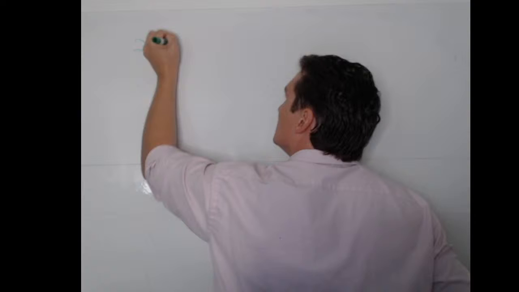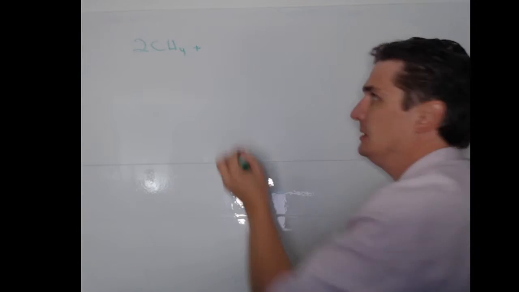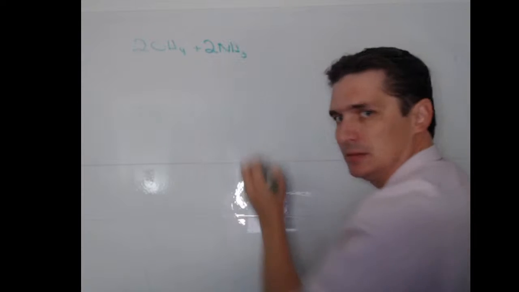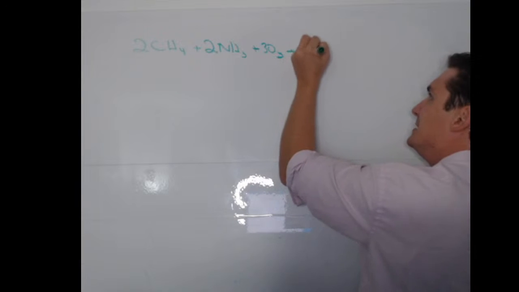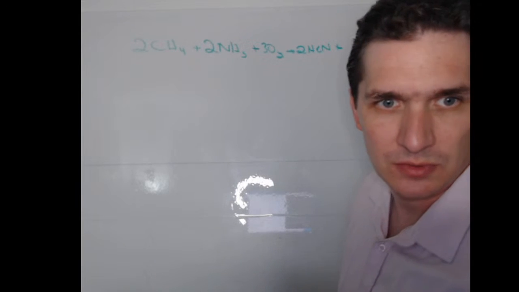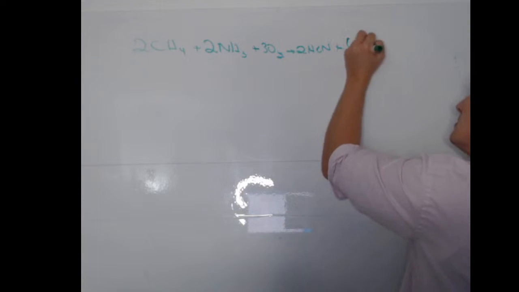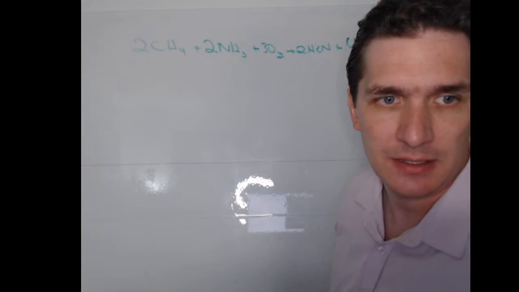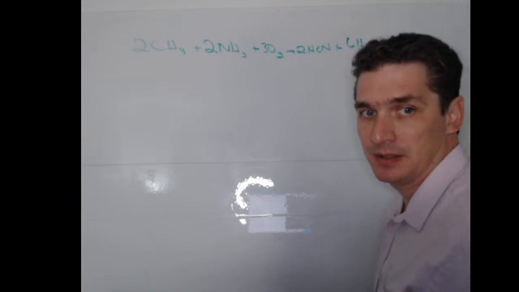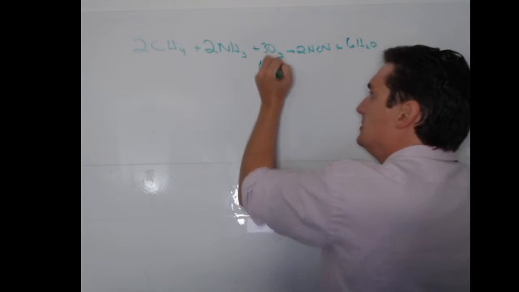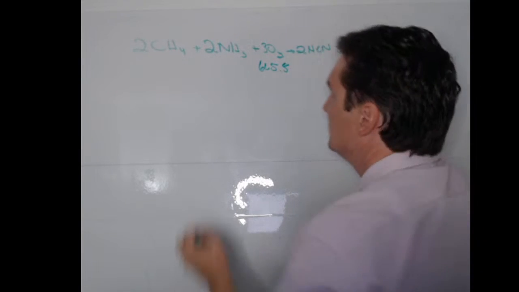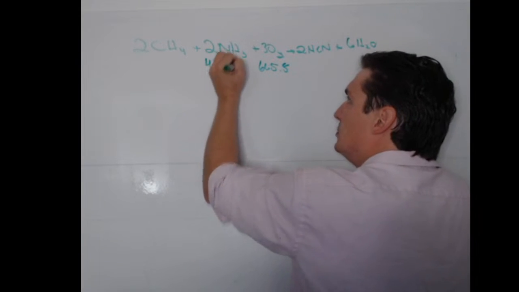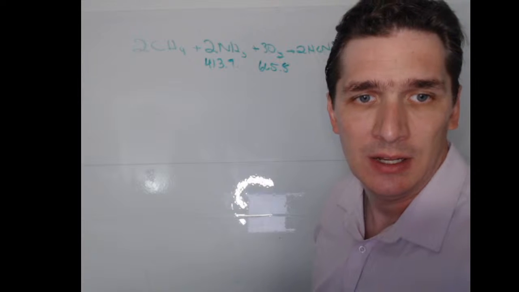All right, so let me write the problem out. 2 CH4 plus 2 NH3 plus 3 O2 goes to 2 HCN plus 6 H2O. And we have 665.5 grams of O2 and 413.9 grams of the ammonia, with excess CH4.